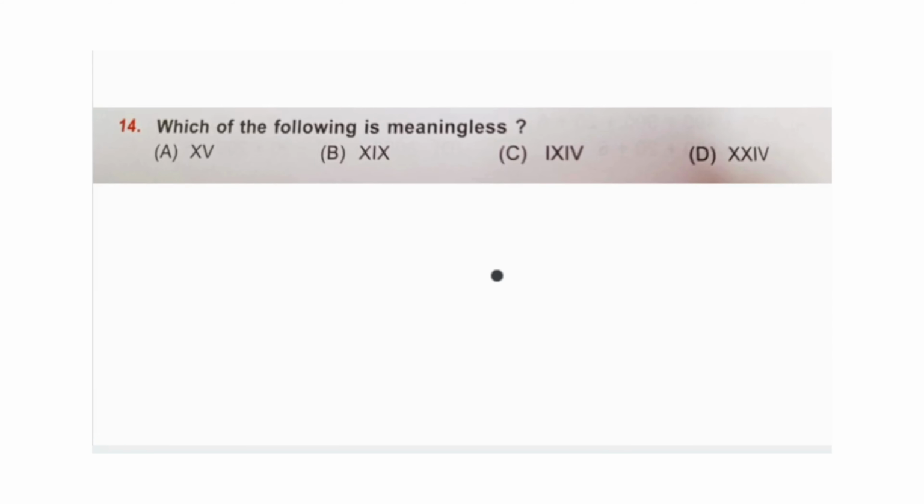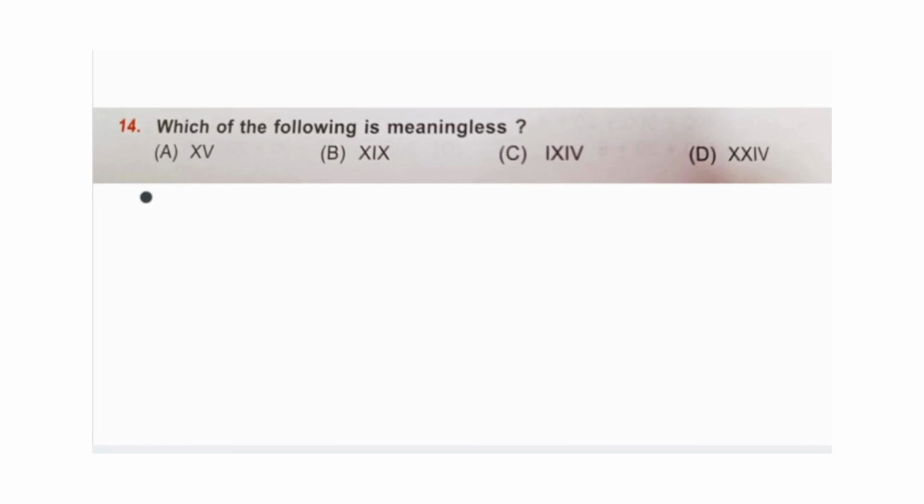Let's look at the next question, which is question number 14 of number sense, mathematical reasoning. The question reads: which of the following is meaningless? If you see, all four options are in Roman numerals. So first we need to convert the Roman numerals into numericals.